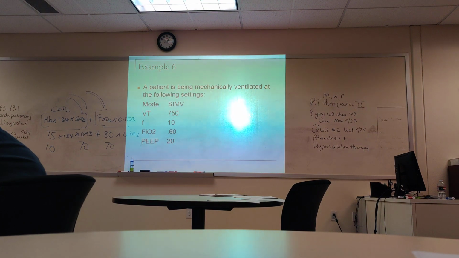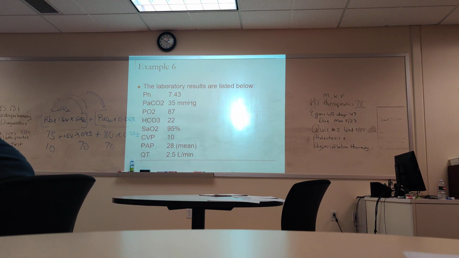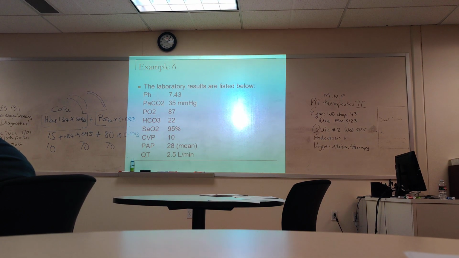A patient is being mechanically ventilated at the following settings. Tidal volume 750, frequency 10, FiO2 60, PEEP of 20. Here we have normal acid-base balance with normal oxygen as well. CVP, I forgot the unit on that one, make it 10 centimeters of water. That's good. PAP 28 mean, that's very high. Cardiac output 2.5. Is that good?